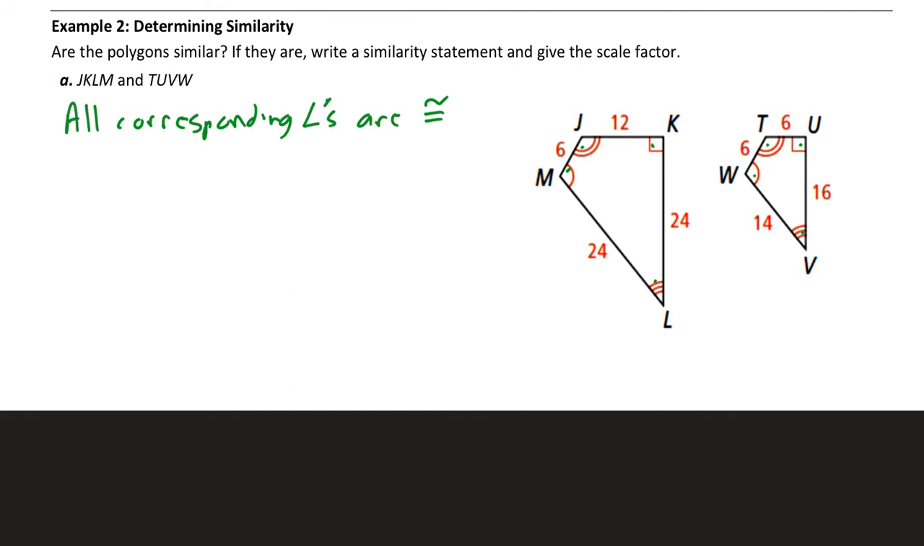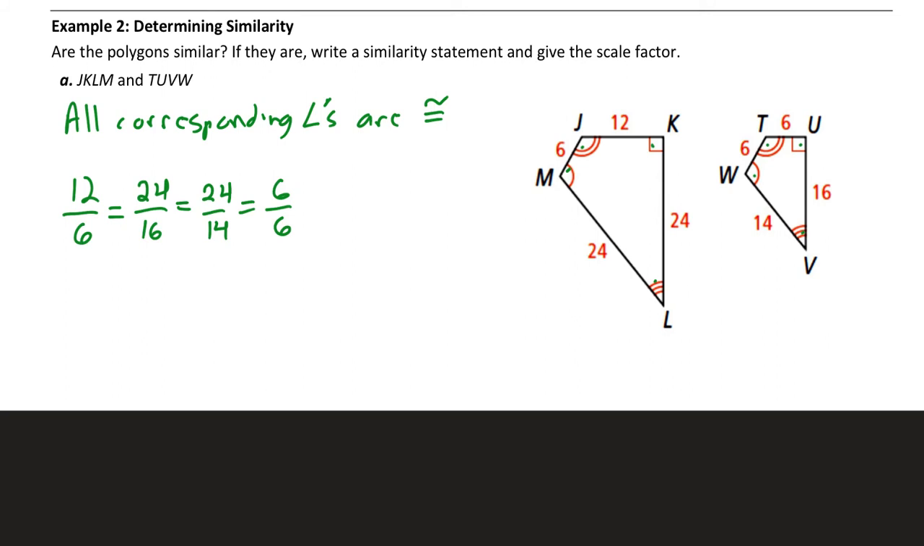That's one thing we want to identify. Corresponding angles are congruent. Now we have to see if corresponding sides are proportional. So I'm going to just look at JK and TU. JK over TU. JK is 12, TU is 6. The ratio of those corresponding sides. And then I'll look at KL and UV, 24 over 16. Then LM and VW, 24 over 14. And then JM, TW, 6 over 6.